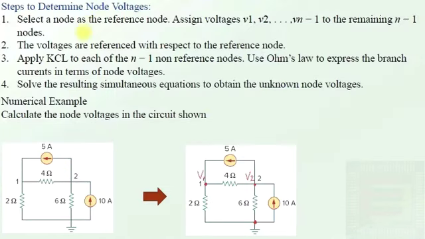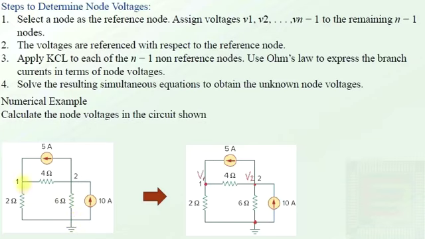First, we have to select a node as the reference node. Here in this example you can see that there are 3 nodes, 1, 2 and this one, which is considered as the datum node or a reference node. And all the voltages, say voltage of node 1, voltage of node 2, are measured with respect to the datum or the reference node.